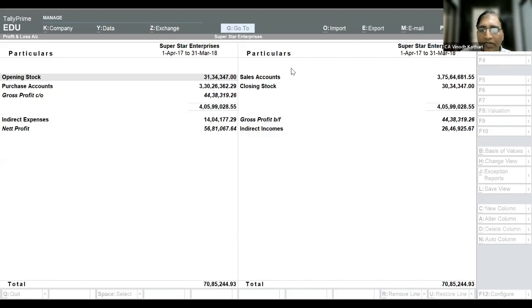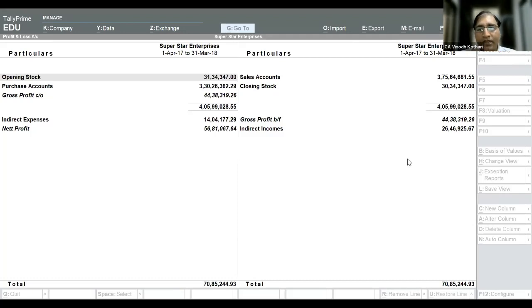Any doubt you have, you can ask me. Otherwise, we will proceed to the next topic, that is inventory. Any doubt? Fine. Now we will proceed to the next part, that is inventory.